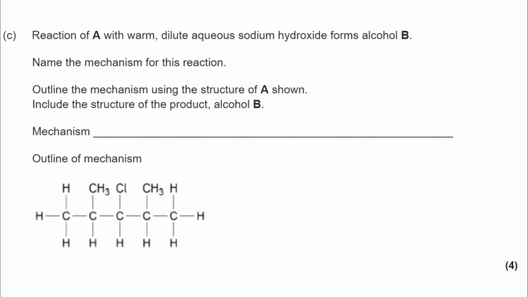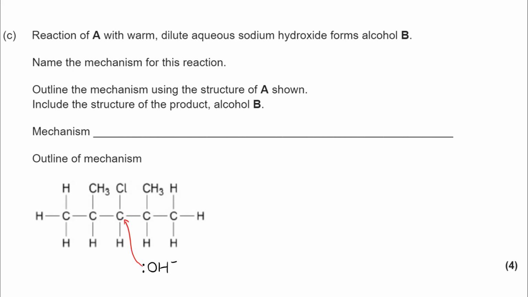Moving on to part C, and we have got mechanisms. And in this case, they're being quite generous because you're being told what the conditions are, but also what the product will be. The fact that you're told it's an alcohol makes this a little bit more straightforward. So in my mechanism, I'm going to do the mechanism before I name it. That way we can work out what the mechanism name is rather than just try to learn them as facts.